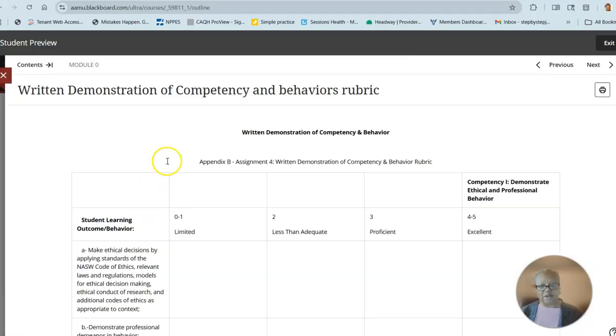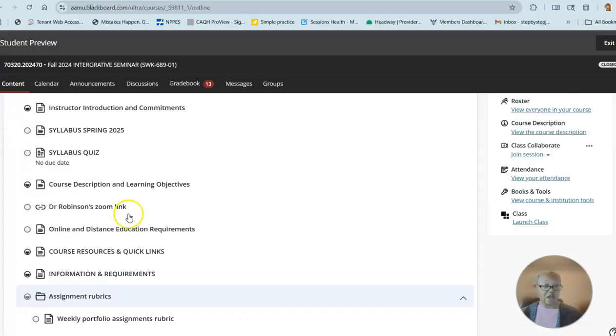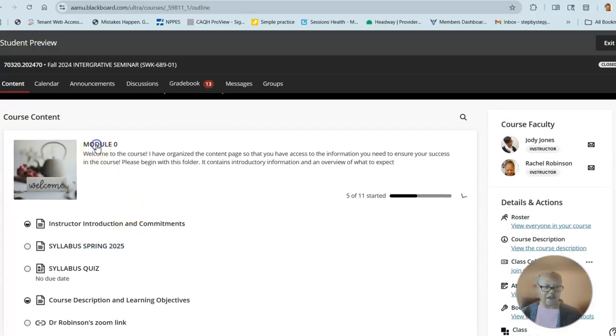This is the written demonstration of behaviors rubric. It's worth, I think it's 175 points. It's a major assignment along with the portfolio. So that means the expectation is that you will be familiar with competencies 1 through 9. You'll be familiar with the practice behaviors that go along with each competency, and you'll get more information about that assignment as time goes by.